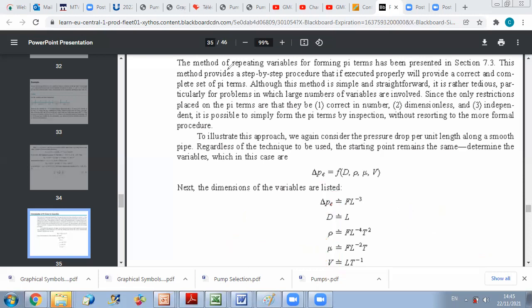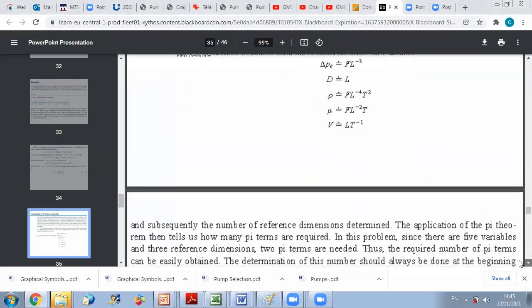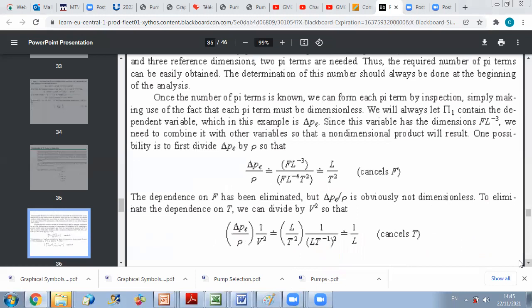What is the idea of the inspection method? The inspection method will try to eliminate, if you want, one dimension after the other. What do we mean by this? First, what are the dimensions involved in delta p? F and L. Okay. So first, to cancel F, I will divide by one of the independent variables containing F. We saw that the independent variables are rho, V and L. V has no F and L has no F. So the only variable containing F is rho. So I start by dividing by rho to eliminate F.